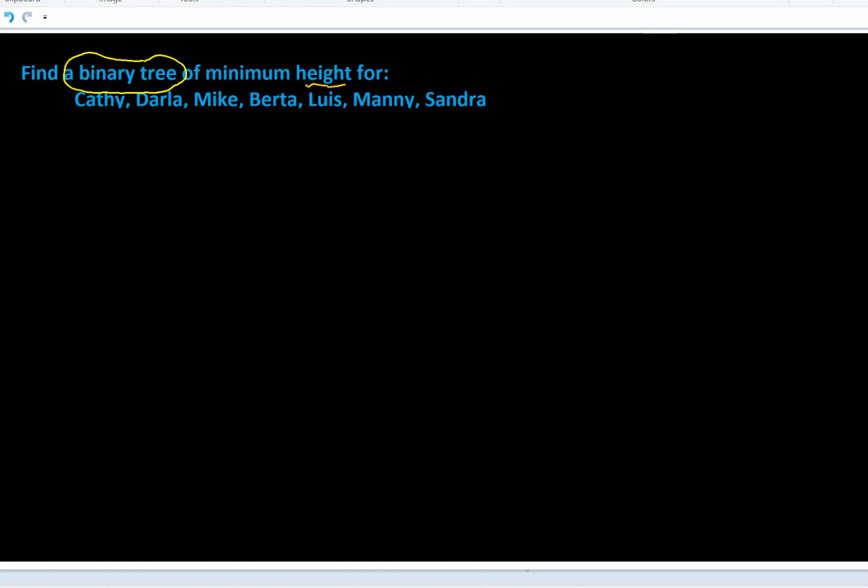Okay, so if we're looking at a set of data, let's number our items just to see how many things we have. 1, 2, 3, 4, 5, 6, 7 words. And I'm going to start numbering them in alphabetical order. So Berta would be first, Kathy is number 2, Darla is 3, Luis is 4, Manny is 5, Mike is 6, and Sandra is 7. In other words, Luis is the midpoint of our data. And that's what I'm going to choose as my root if I want to balance my tree equally or roughly equally left and right. That's going to give me a shorter tree, hopefully.